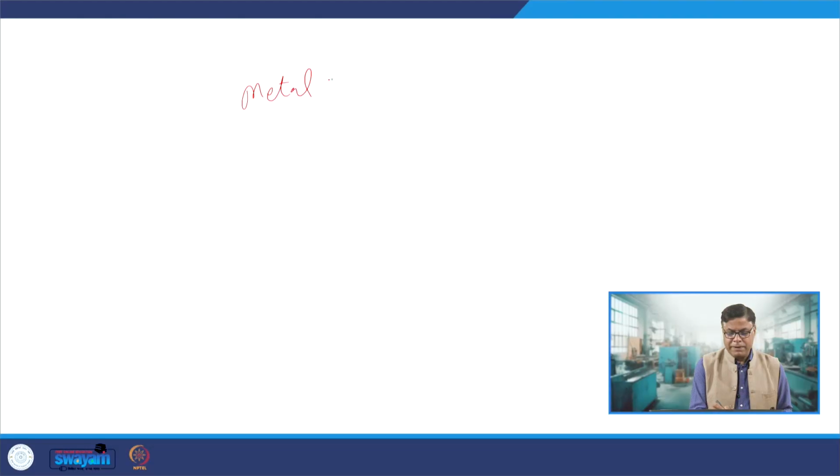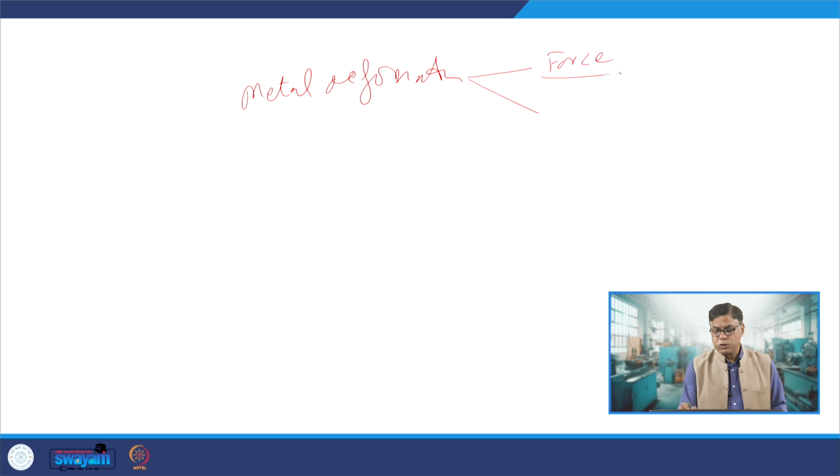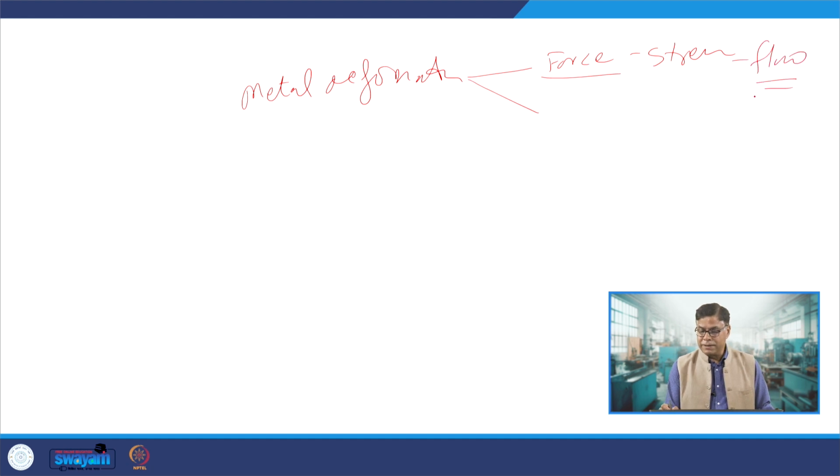So, we know that metal forming involves the plastic deformation of metals, and for the plastic deformation we need to apply forces using external tools. Metal deformation needs application of force. When the force applied develops sufficient stresses to cause the flow of the metal, that too plastically, then it is subjected to plastic deformation.